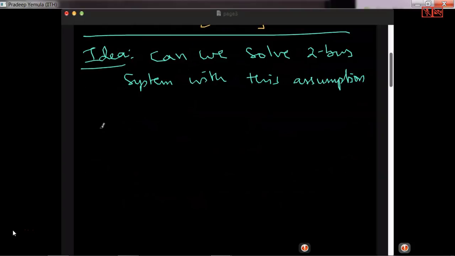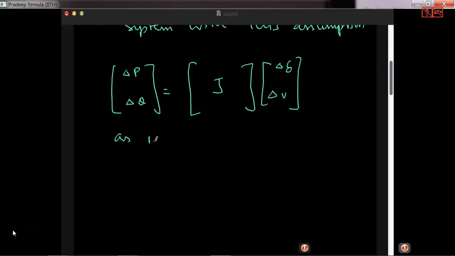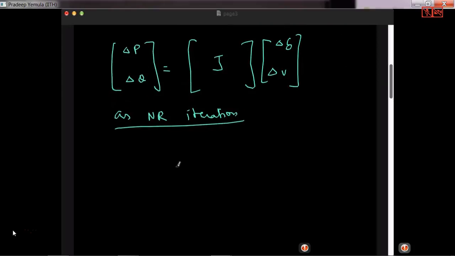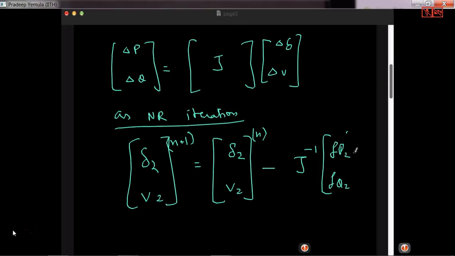So let's try that. What we have to do is delta P, delta Q is equal to your J matrix into delta and delta V. Or if I write it as an NR method, the value of delta 2 and V2 in the n plus 1th iteration is nothing but the old value of delta 2 and V2 in the nth iteration, minus Jacobian inverse multiplied by function P2 and function Q2. This is what we did last time.